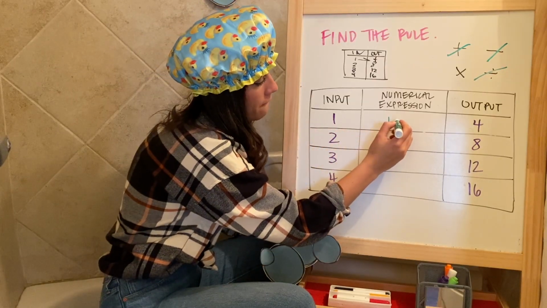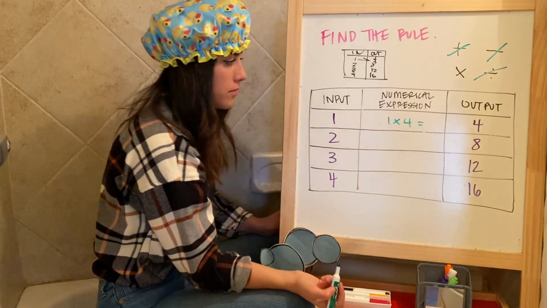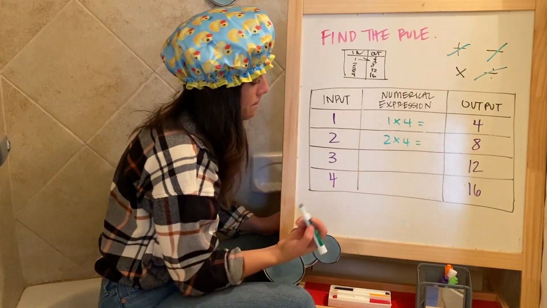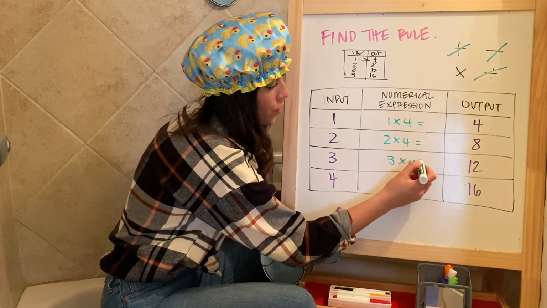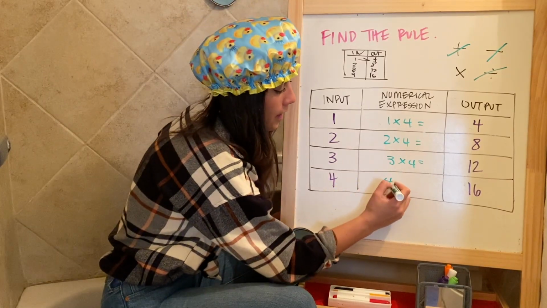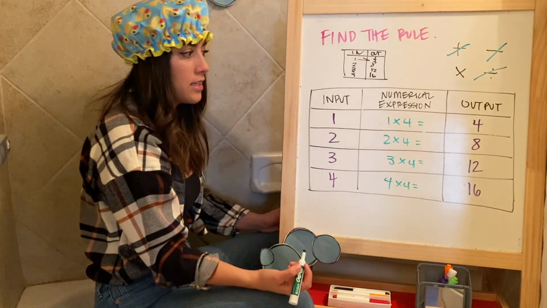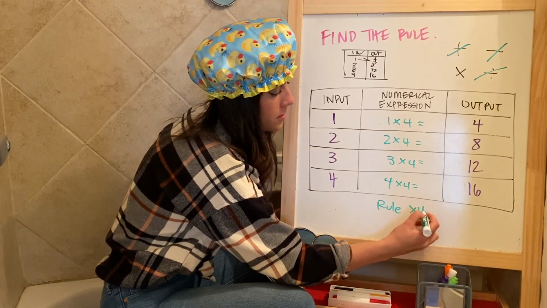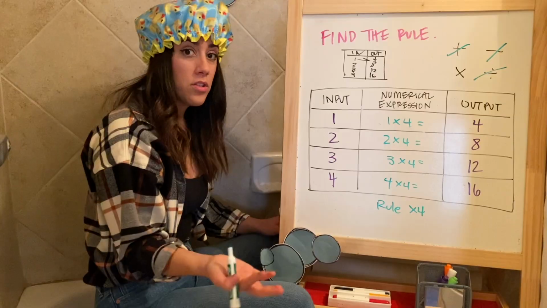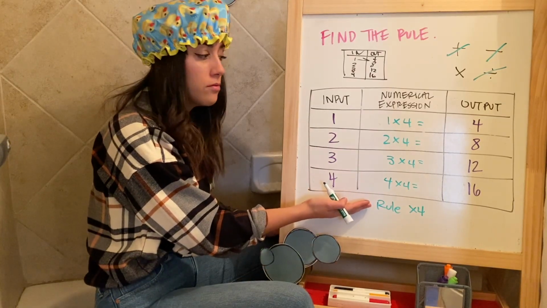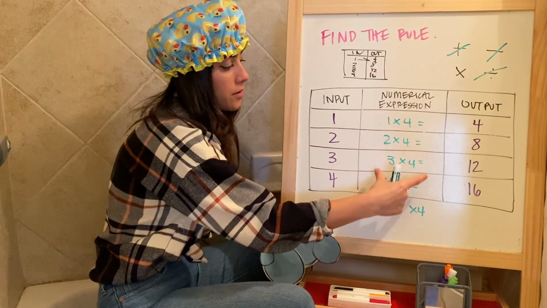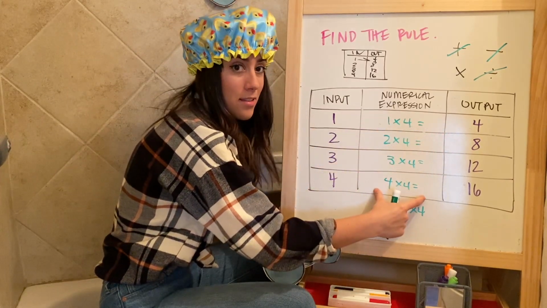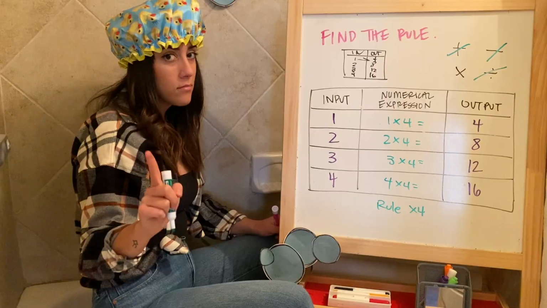1 times 4 gives me 4. Yep. 2 times 4 gives me 8. Yep. 3 times 4 gives me 12. Yep. And 4 times 4 gives me 16. So I have found the rule. The rule is times 4. If the question is asking you that, then that's it, right? You figured out the numerical expression to get from the input number to the output number, and the rule was the same.